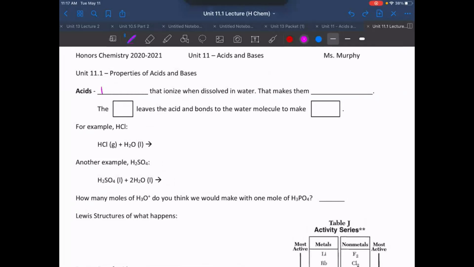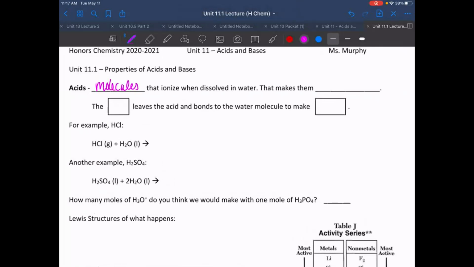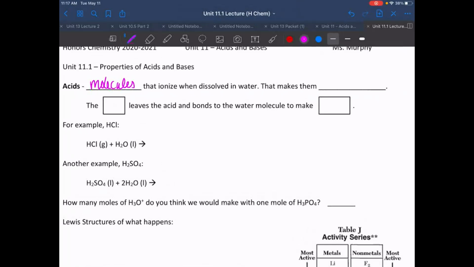Acids, what they are: molecules. And now molecules are a specific type of connectivity. Anyone remember what kind of bonds they have? Covalent. So typically when we learned about last unit, we talked about electrolytes, we talked about ionic compounds. Acids are the exception to covalently bound compounds that have ions that form when you dissolve in water. So this makes them electrolytes.